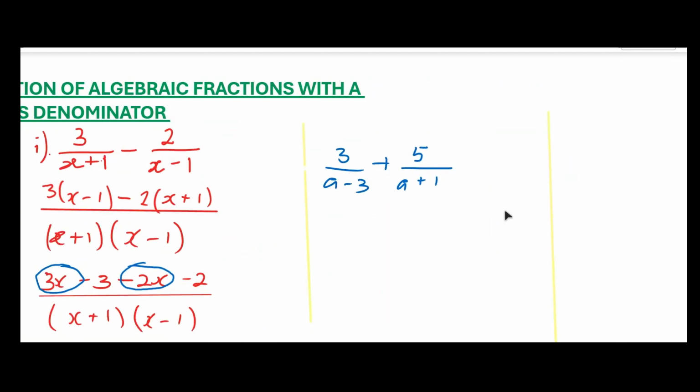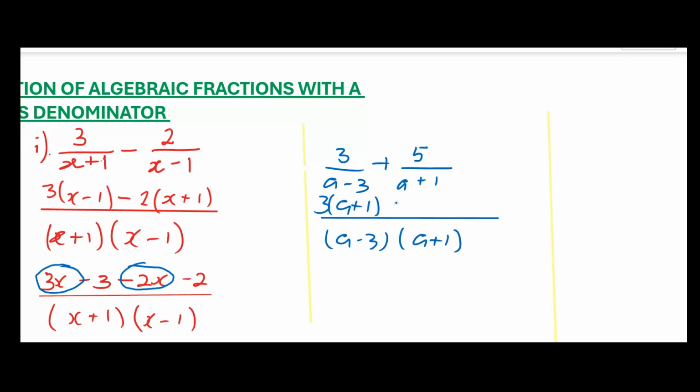Okay. So how do we simplify this one too? So the same approach, right? We just have to find our LCM. So let's do it quickly. So we have our LCM, and that is going to be, we just have to multiply the denominators. So we have a minus 3 times a plus 1. So that'll be the LCM. So this goes into the whole of this, this a plus 1. The same approach, right? So you're going to get 3, that is the numerator, multiplying a plus 1.